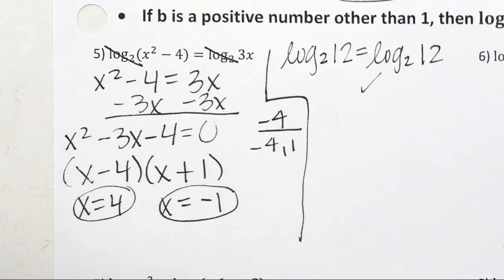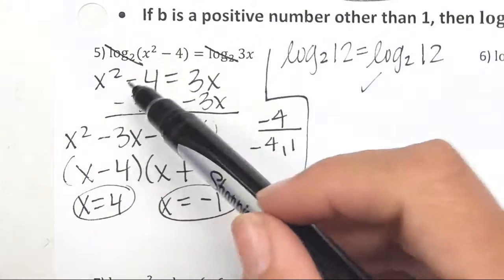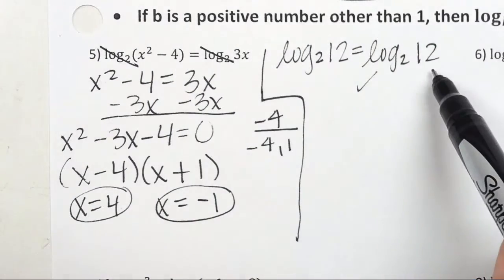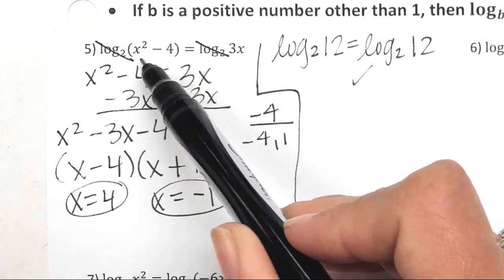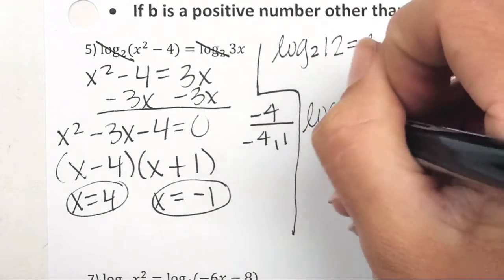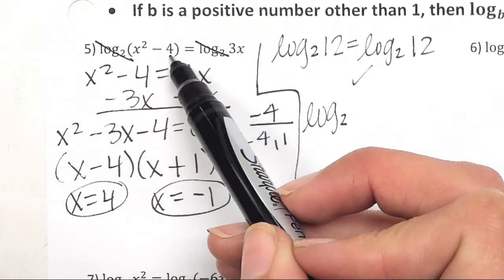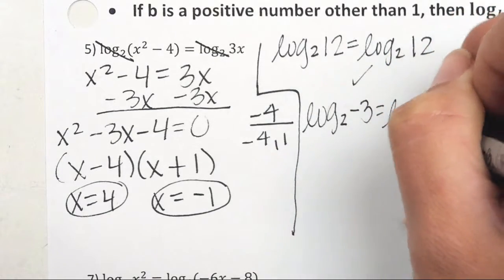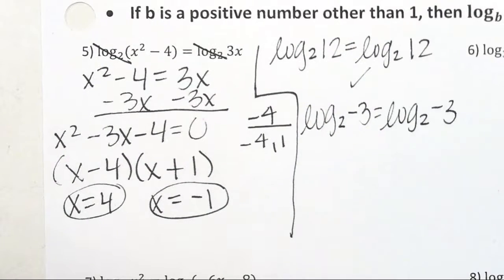Alright, so now let's check negative 1. I plugged 4 in right here, so 4 squared is 16 minus 4 is 12. 4 times 3 is 12. Alright, so I plug in negative 1 up here, so I have log 2. What is negative 1 squared? 1 minus 4 is negative 3. So I have log 2 of negative 3 equals log 2, and then negative 1 times 3 would give us that negative 3. So it looks like that one would work, but it doesn't.